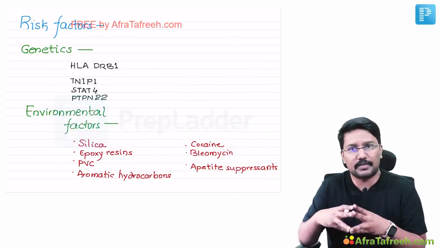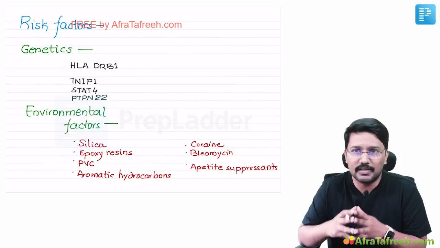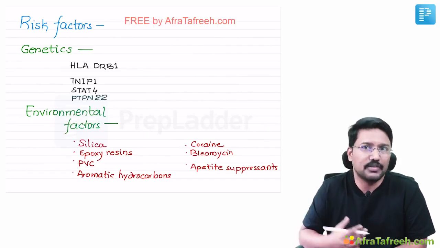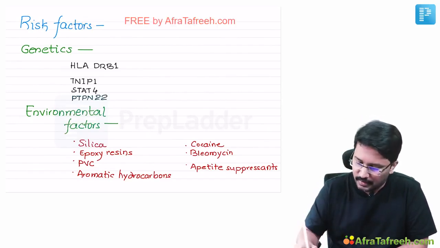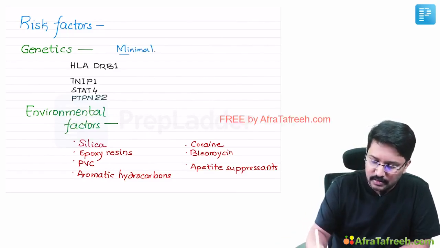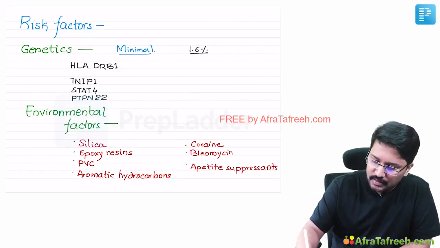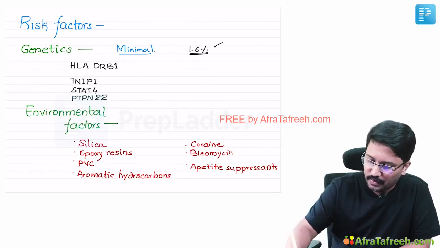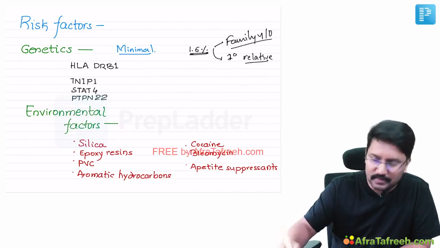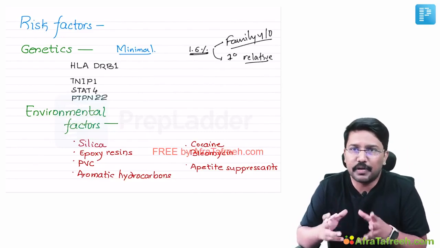Now let us understand the risk factors. What are the risk factors for someone to develop systemic sclerosis? When we talk about various other autoimmune disorders, we generally talk a lot about the genetic factors, but when it comes to systemic sclerosis, the contribution from the genetics is minimal. So remember, only 1.6% of the patients generally have a family history or a first degree relative with systemic sclerosis. So in the remainder of cases, there is no evidence of involvement of a family member.